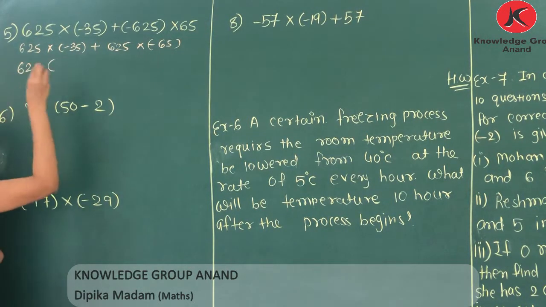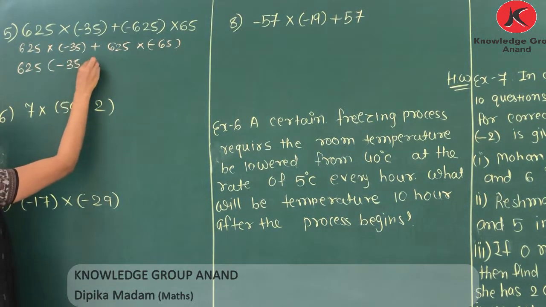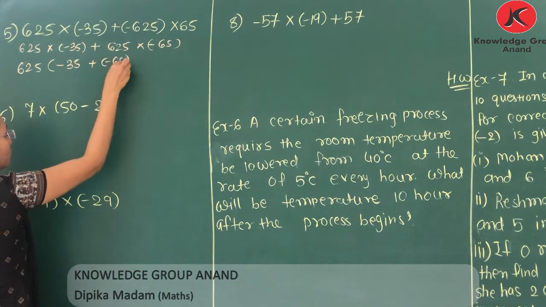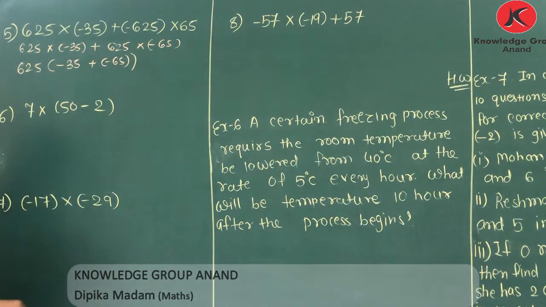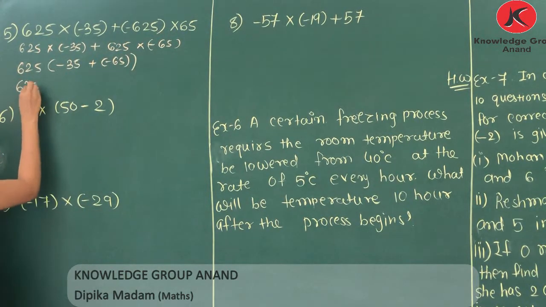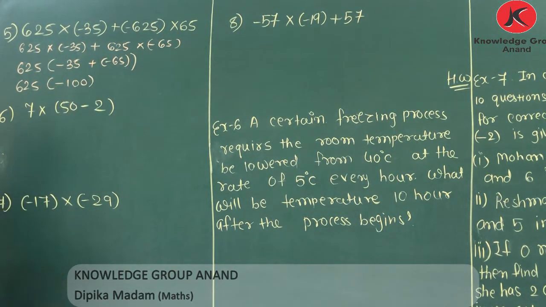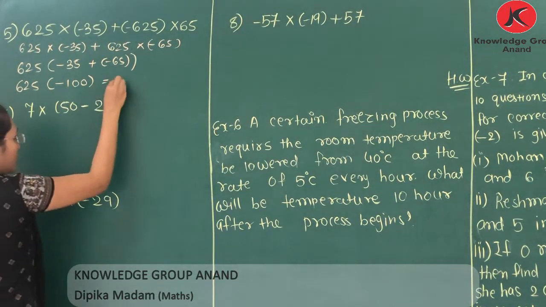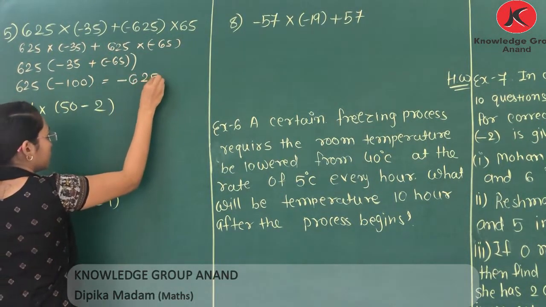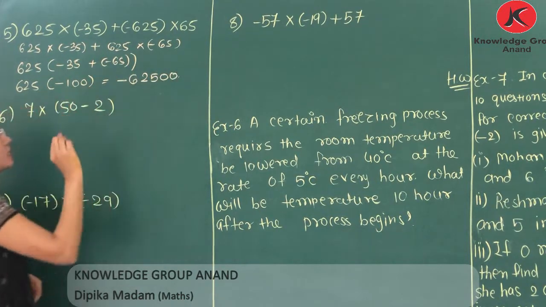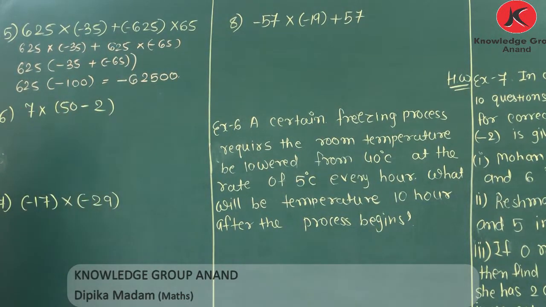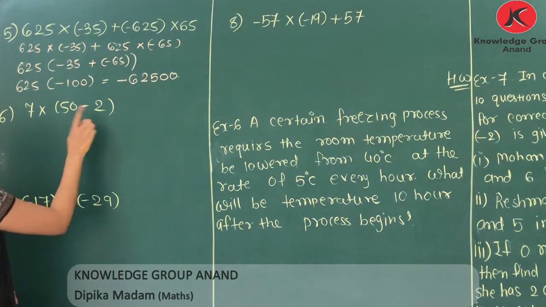What will be there in the bracket? -35 plus -65. Both are negative, add the numbers. So that is -100. Give the sign of the greater number. Now these two are in a multiplication, so it will be -62,500.